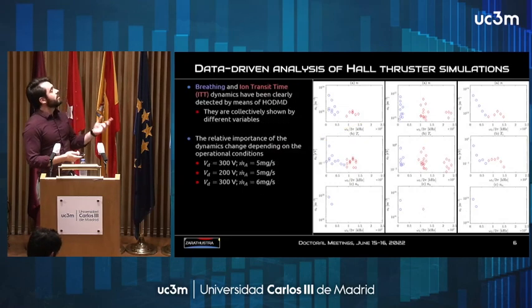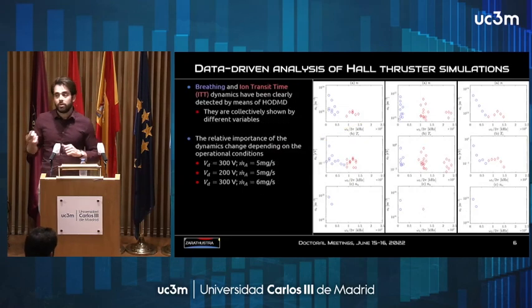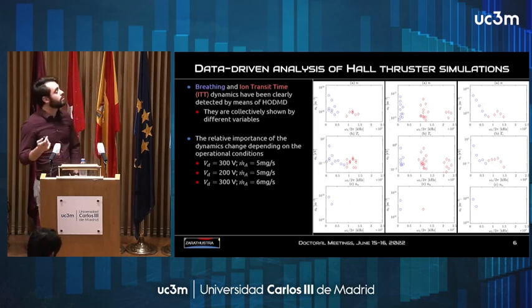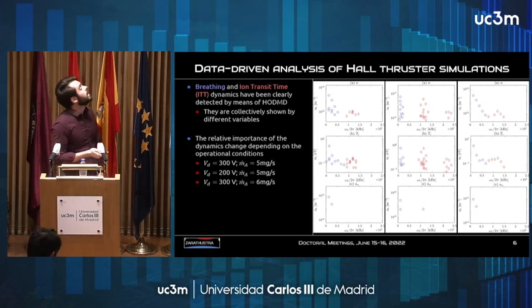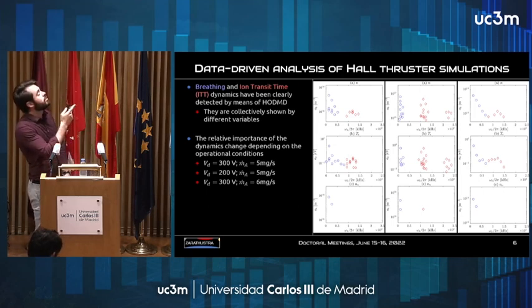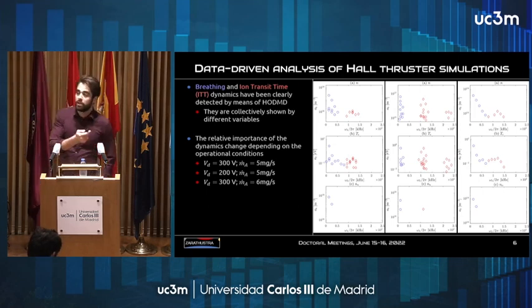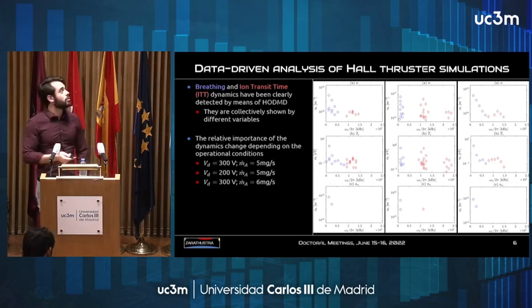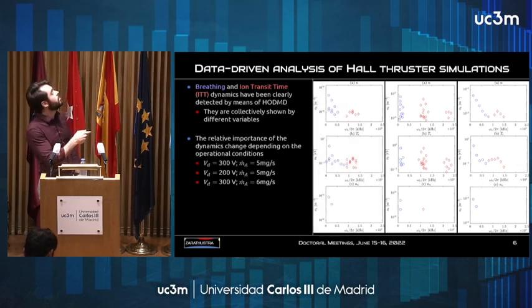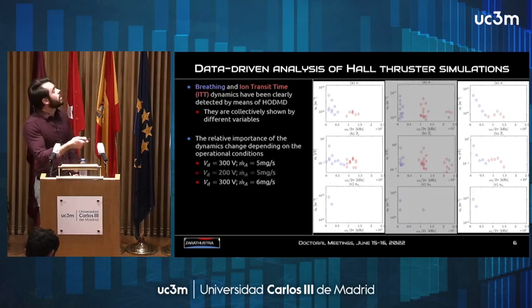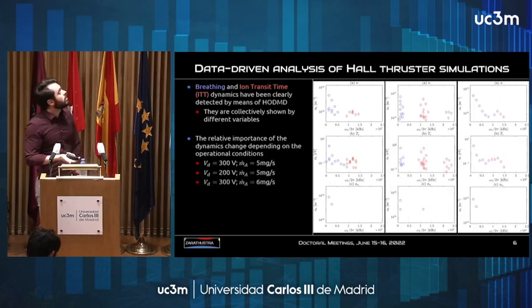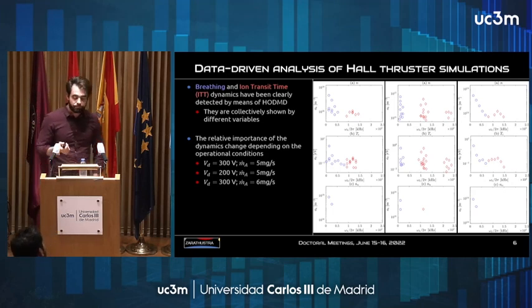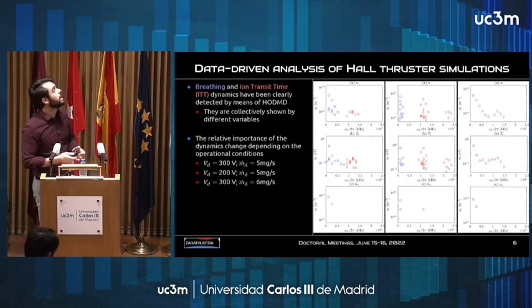This is basically what we have been doing on Hall thruster simulations provided by one of our postdocs in the EP2 group, Adrian Dominguez Vasquez. We have been able to see two different dynamics: the blue one, the breathing dynamic, and the red one, the ion transit dynamic, for different operational conditions of the thruster. The first one is nominal with 300 volts of discharge voltage and 5 milligrams per second of anode injected mass flow rate. The second one has lower voltage, and the third one is for higher mass flow rate. You see that the relative importance of the modes of the dynamics changes depending on the operational condition.